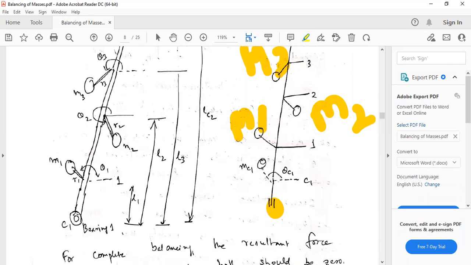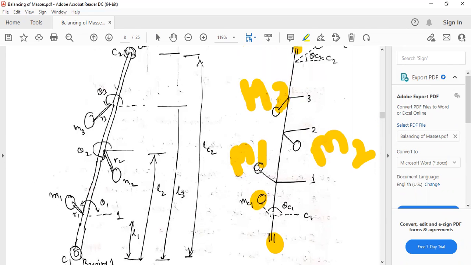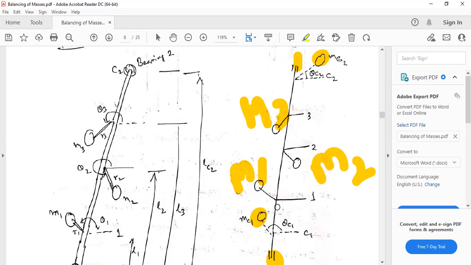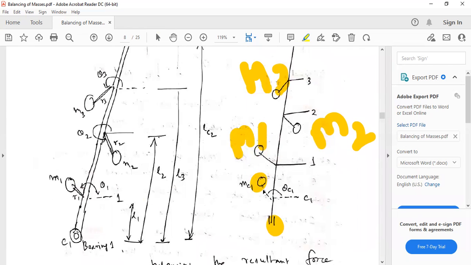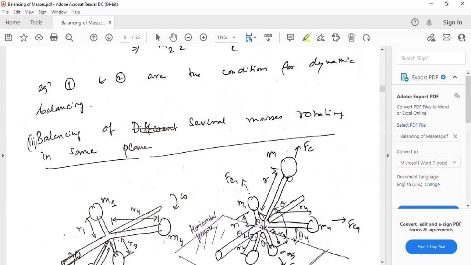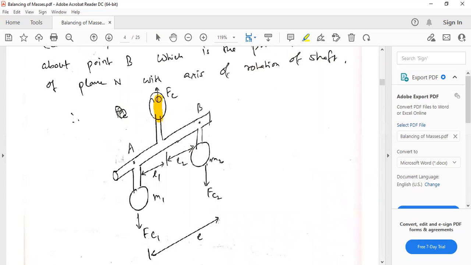Now we have to place two balanced masses, mc1 and mc2. Because of the couple caused by all of them, we have to place two masses. You have seen this, right? Before this, we have seen one mass can be balanced by placing two masses.